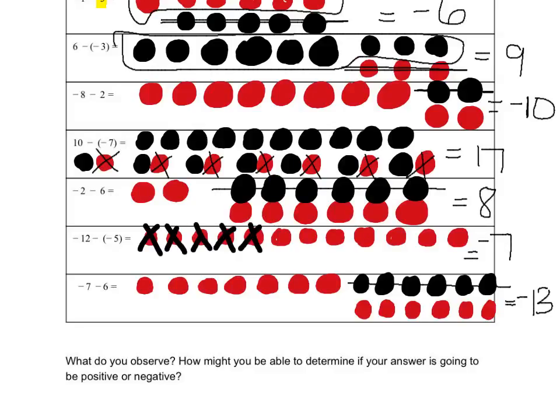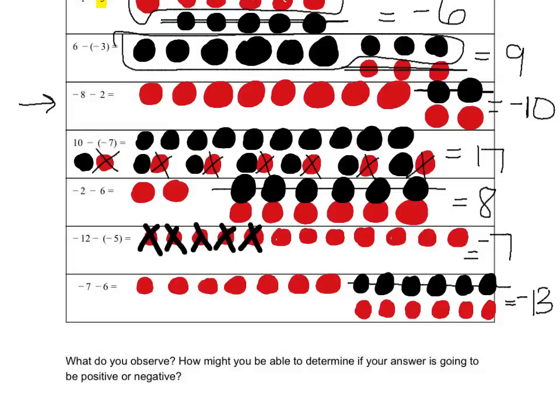Alright, so that finishes off the rest. Hopefully the chip model is beginning to make a little bit more sense and you can visualize why at times the negative is actually increasing. Say in an example like -8 minus 2, when you feel like maybe that number should go down, you can see how those red chips are increasing.